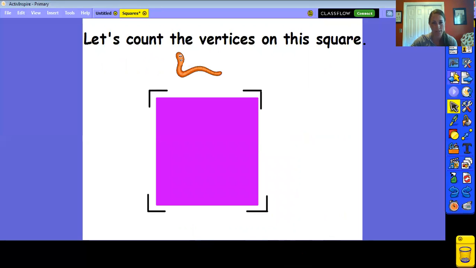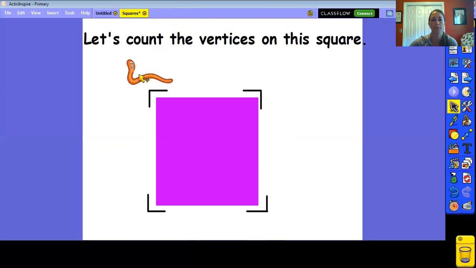Let's count the vertices on this square. So I told you that squares have 4 vertices. If we say just one corner, that's a vertex. So more than one corner, vertices. Just one corner is a vertex. So a square has 4 vertices. So I'm going to have our little worm friend go around, and he's going to stop at each vertex. And we're going to count and see how many vertices this square has. You ready? All right, Wormy, stop right here.